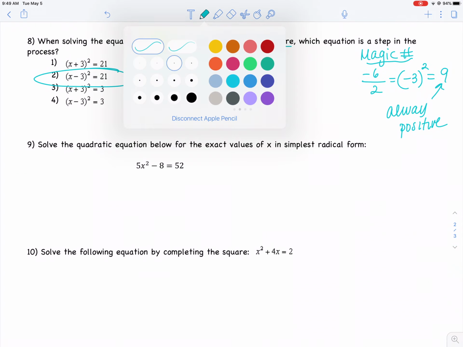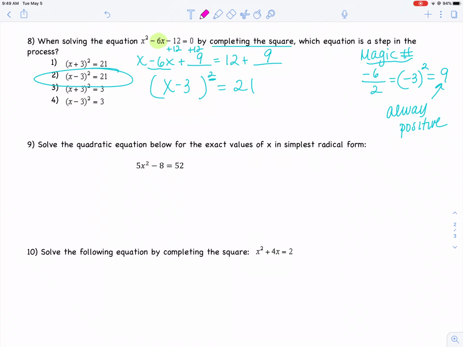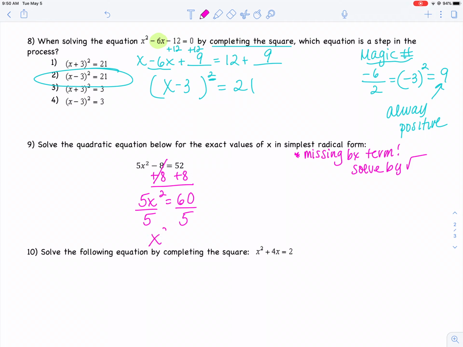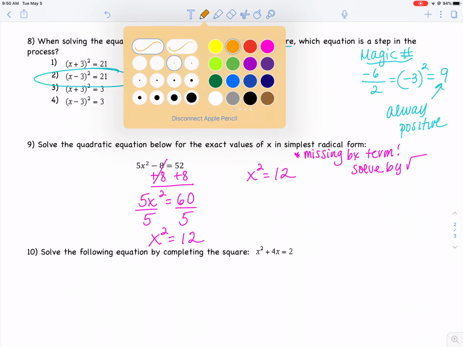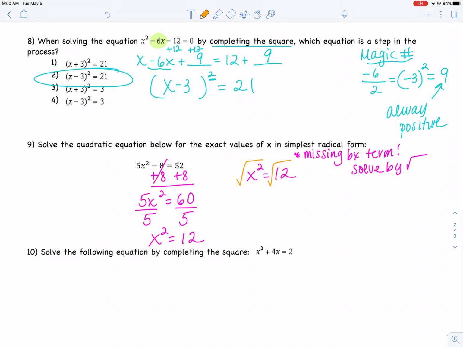Okay, in the next one, I want you to notice, I'm going to star it. It's missing the bx term, which is great. That means you could solve by square root. So I am going to add 8. So now I have 5x squared equals 60. If I divide by 5, I now have x squared equals 12. So when I get x squared equals 12, I'm now ready to take my square root, both sides.